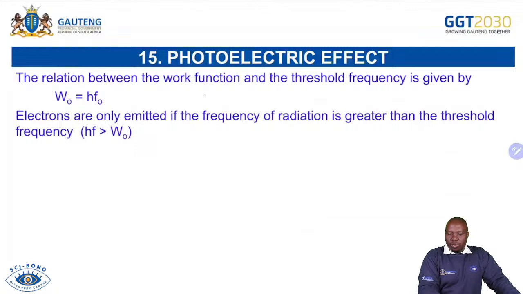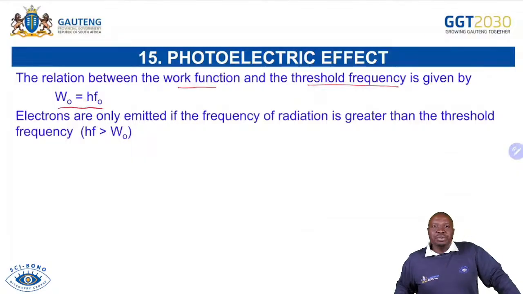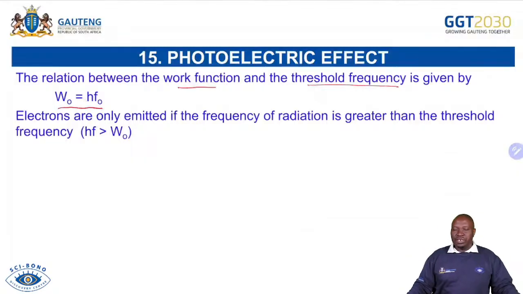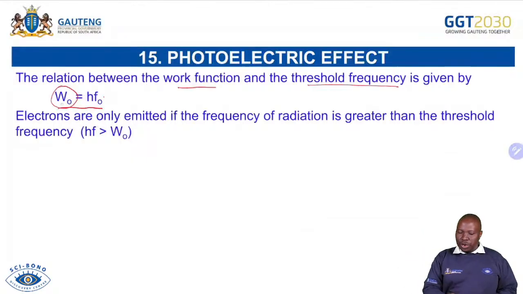Now, we talked about the work function and threshold frequency, the relationship there being W naught, which is the work function, equals h f naught, h being Planck's constant, and f naught being your threshold frequency. So there will be times when you are not given the work function, you are given the threshold frequency, so you are able to calculate the work function before you use the photoelectric effect equation. Electrons are only emitted if the frequency of radiation is greater than the threshold frequency.